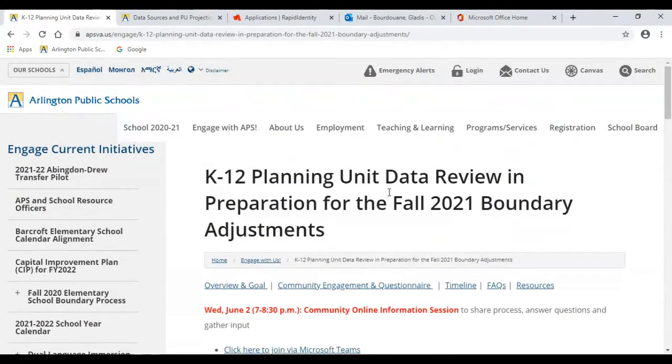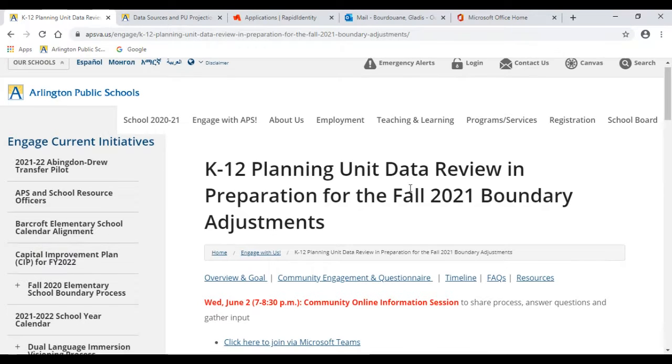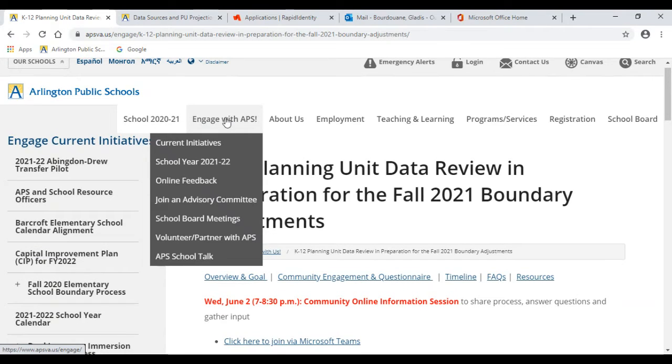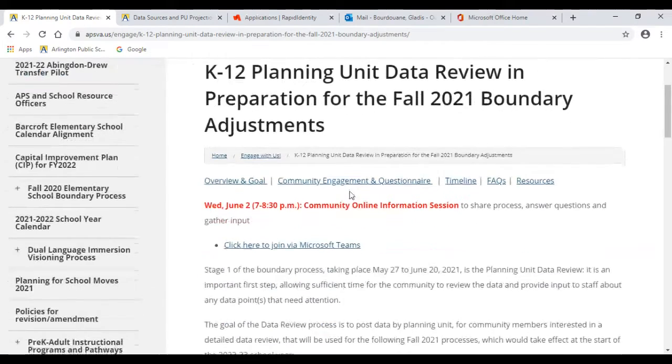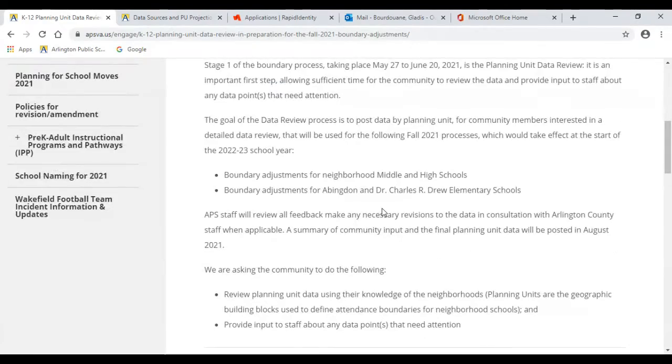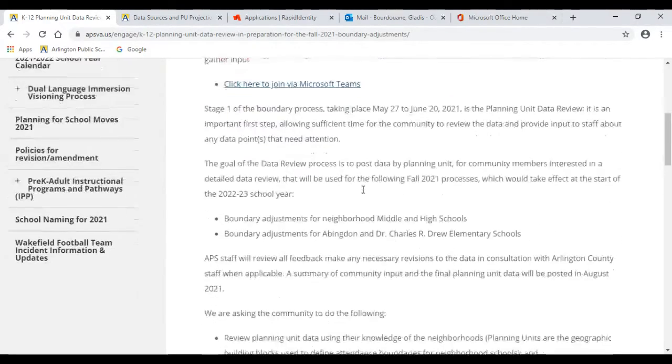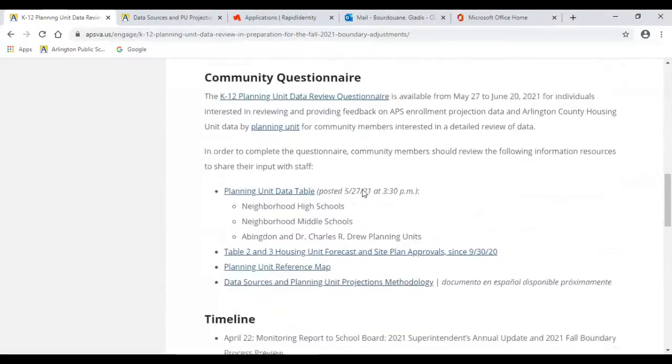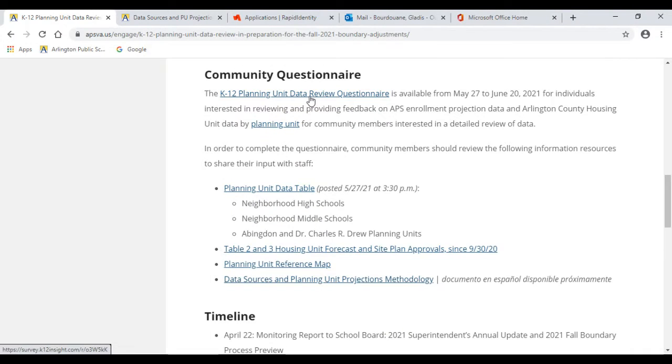So this is our webpage, the K-12 Planning Unit Data Review in preparation for the Fall 2020 boundary adjustments, and you can get it right here under Engage from Current Initiatives. Once you land on that page, the first thing that I put up here in red is the Community Online Information Session and that link. But normally, if we don't have a meeting going on, this is the first thing you'll see. And of course, the Community Questionnaire is right here on this link.